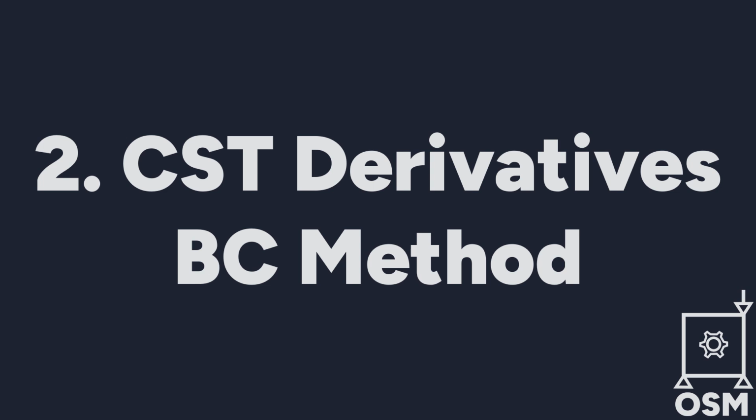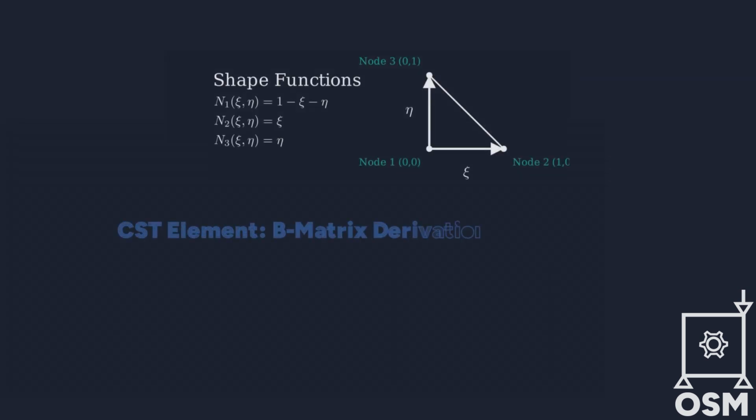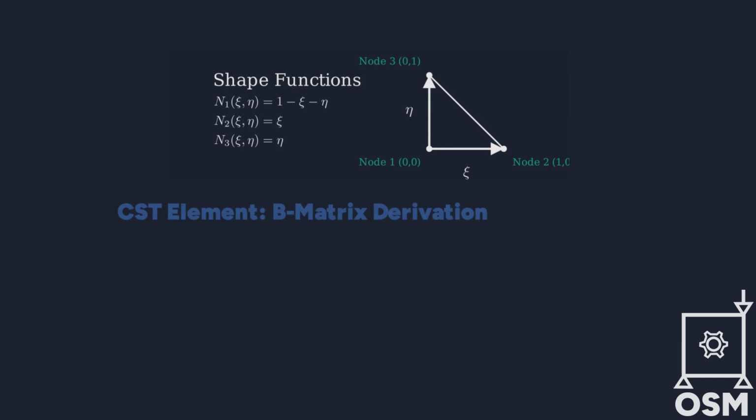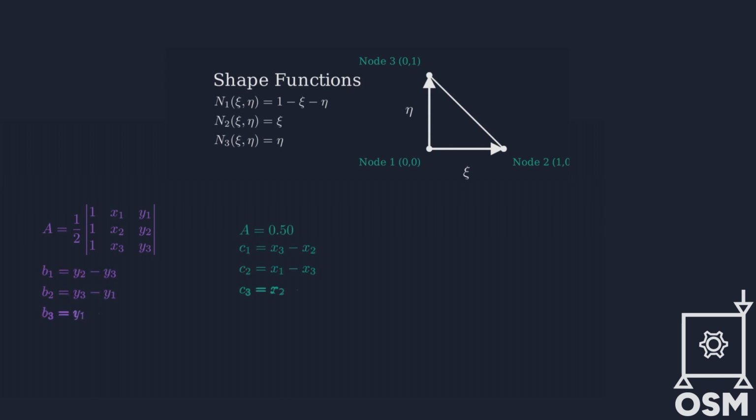For the same CST element, we can compute shape function derivatives using the BC method. First, we calculate the area with a simple determinant. Then the B coefficients are the differences in Y coordinates, and the C coefficients use the X coordinates. These go directly into the B matrix, scaled by the inverse of twice the area.